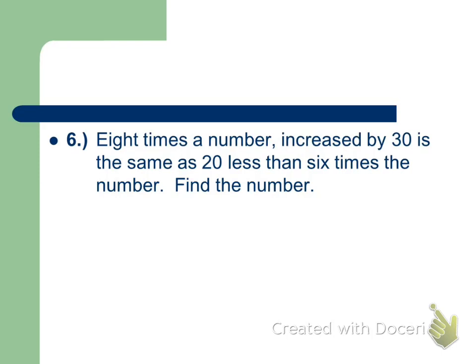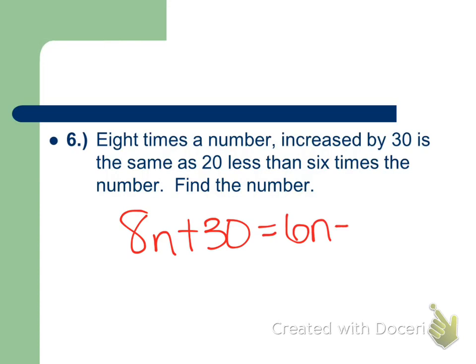Any volunteers to let me know how we set up number 6? You're going to volunteer your group member? Ellie, why don't you do this one? I got 8n plus 30 equals 6n minus 20. Very good. Again, on this one, our order matters with subtraction. 20 less means we subtract 20.